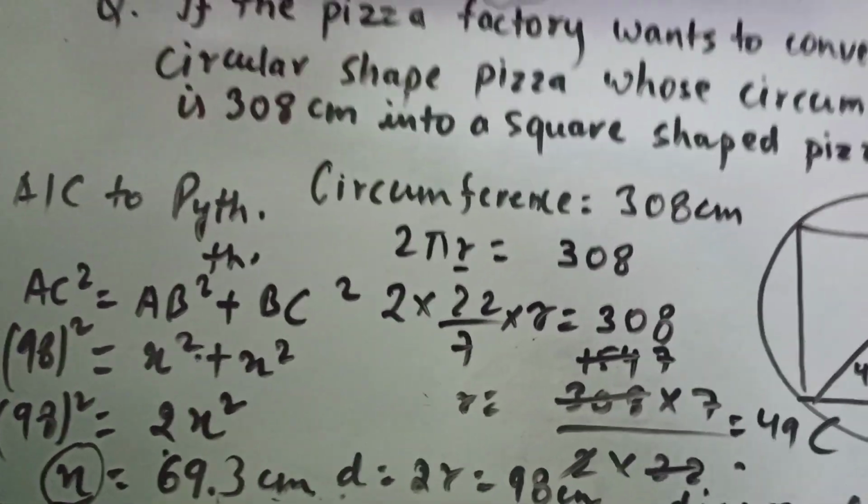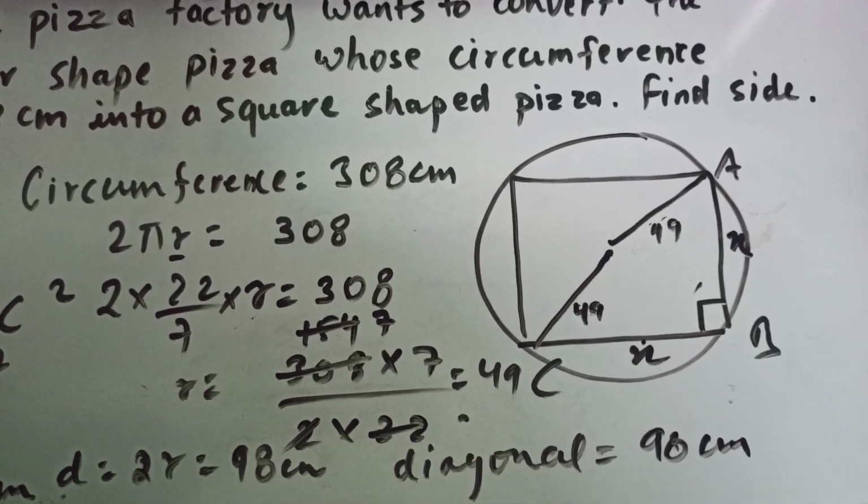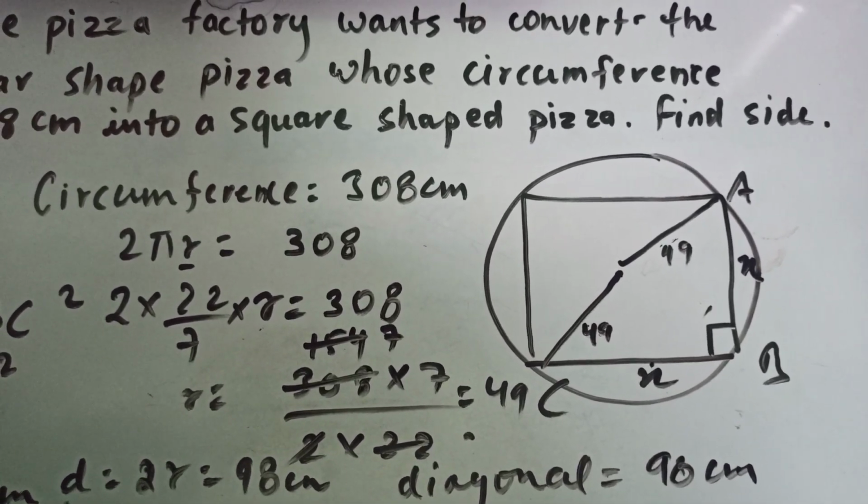So yeah, that's how you can find the side of the square shaped pizza.